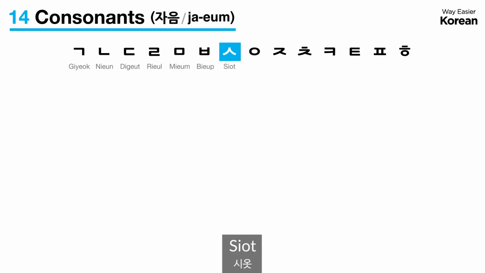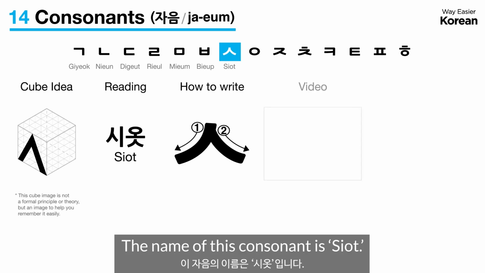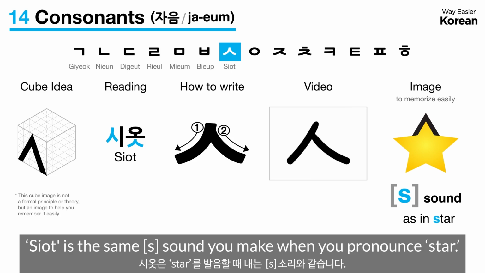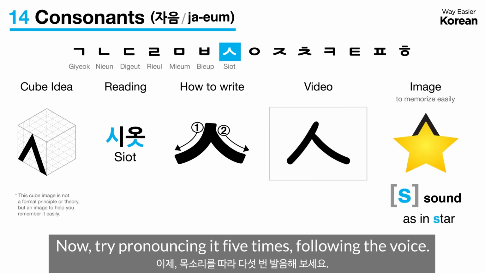시옷. The name of this consonant is 시옷. 시옷 is the same S sound you make when you pronounce star. Now, try pronouncing it 5 times, following the voice.